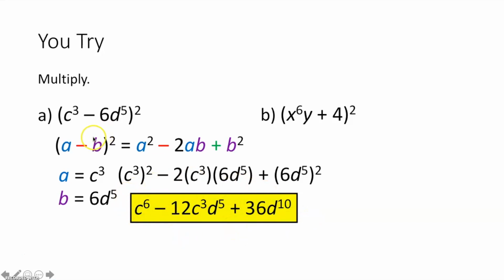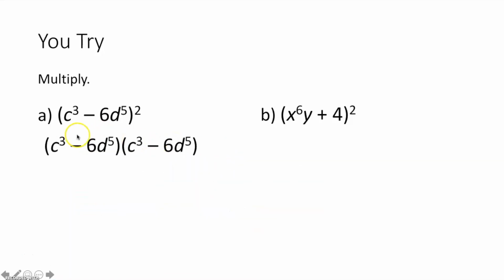And let's say you forgot our shortcut. Just FOIL. We turn c cubed minus 6d to the 5th squared into c cubed minus 6d to the 5th times itself. We then FOIL. So multiply the first terms together. When you multiply like bases, you add the exponents. So it becomes c to the 6th.